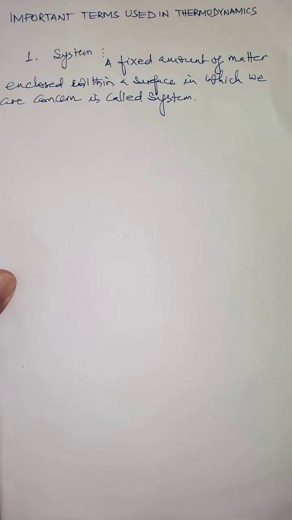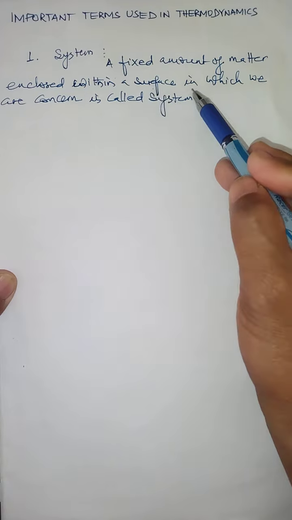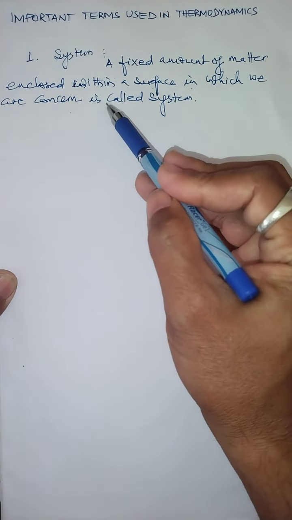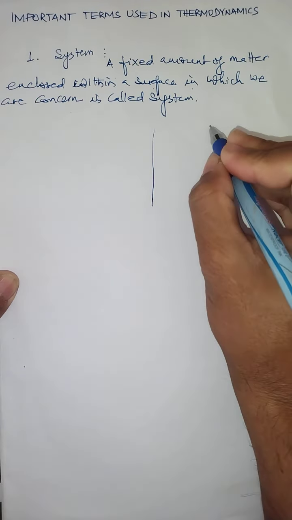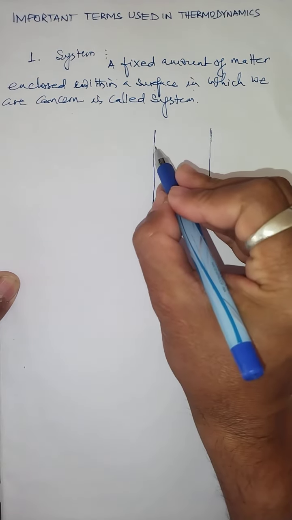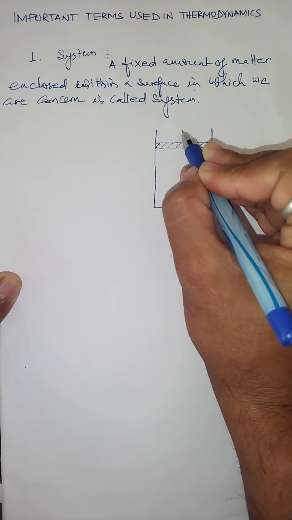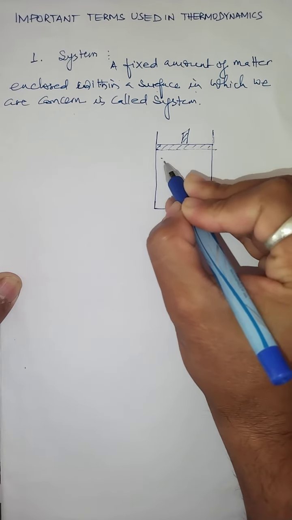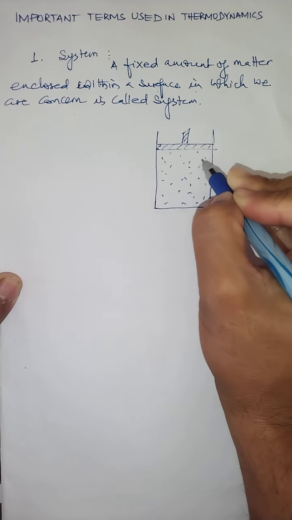And children, a system is basically nothing but a fixed amount of matter, maybe a solid, a liquid or a gas, enclosed within a surface in which we are concerned. For example, consider there is a vessel, and in this vessel there is a fixed amount of gas enclosed. Suppose I consider there is a piston out here, and this piston encloses a certain amount of gas. So there is a gas enclosed in a vessel.